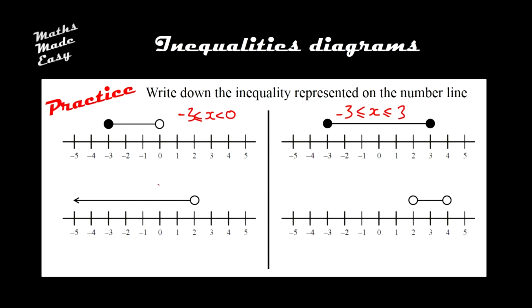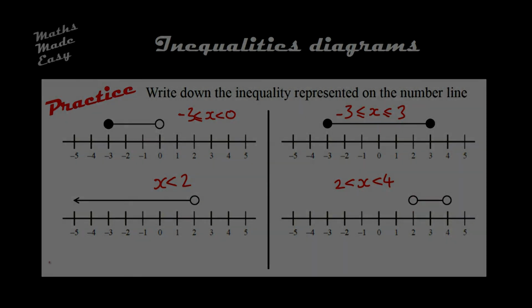For this one here, well, it only goes in one direction, it's x is less than 2, and it's not less than or equal to, the circle's open. And for this final one here, we have x in between 2 and 4, and both of these are less thans because the circles are open and not shaded in. That concludes this video on inequalities diagrams.